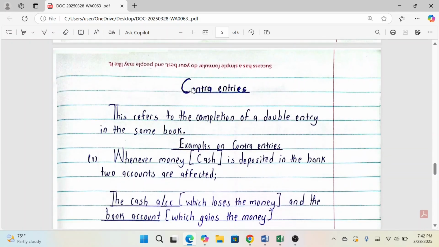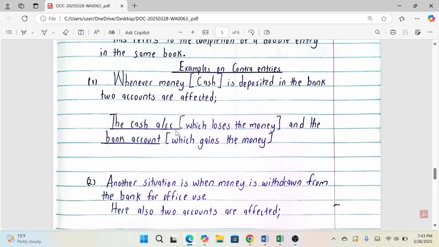Then we have the contra entries. Now, contra entries refer to the completion of a double entry in the same book. An example is whenever money in the form of cash is deposited in the bank. Here two accounts are affected: the cash account and the bank account. The cash account is affected in a way that it is the one losing the money, and the bank account is the one gaining the money. So you just show that cash is losing and bank is gaining.